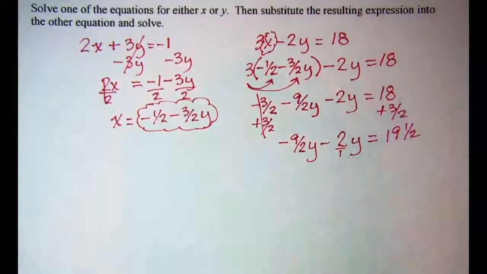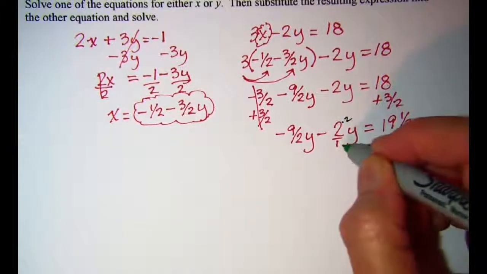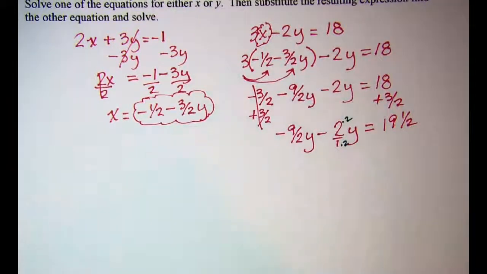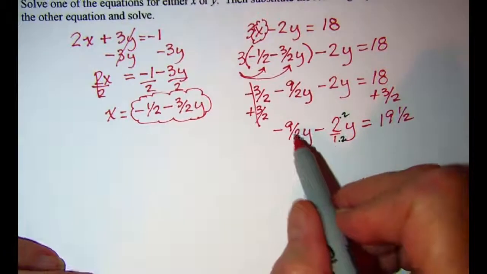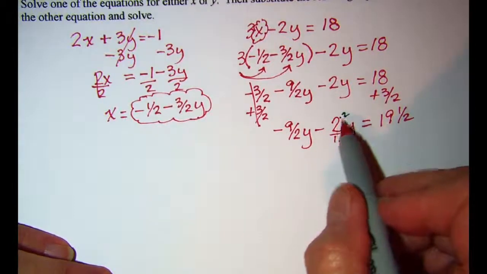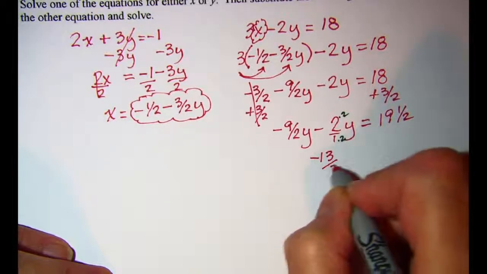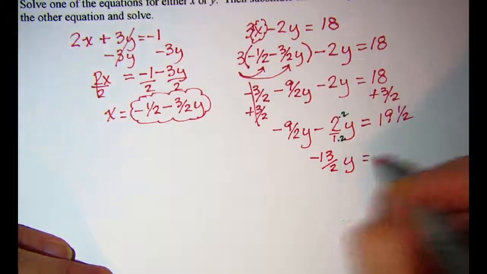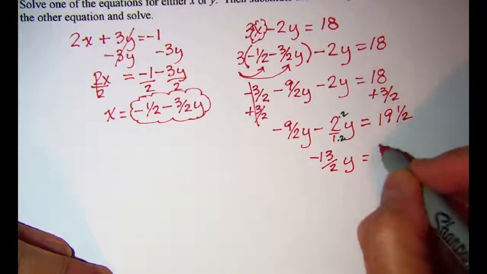To get a common denominator here, I need to multiply top and bottom by 2. Or you can just do this math on your calculator. I prefer to do it by hand. -9/2 and a -4/2 is a -13/2 y equals, this is 39/2.